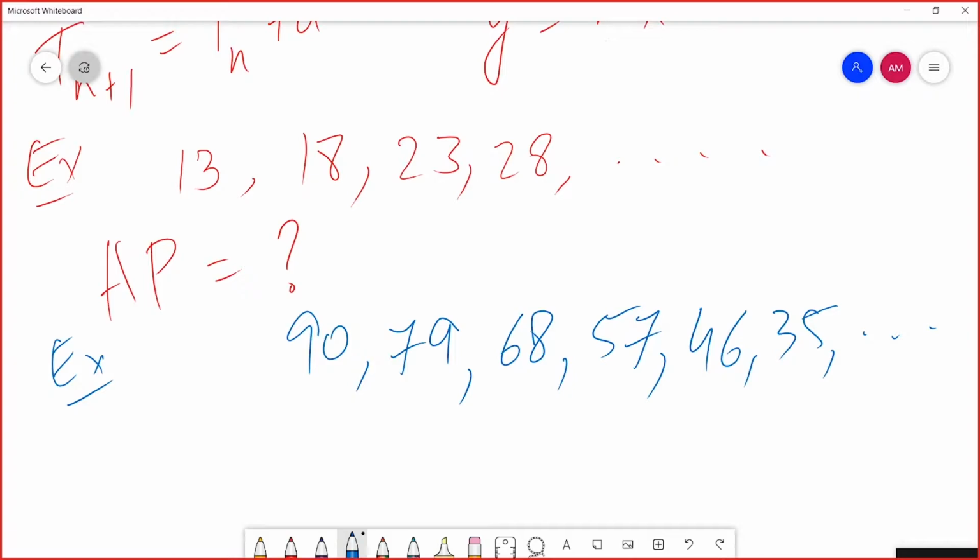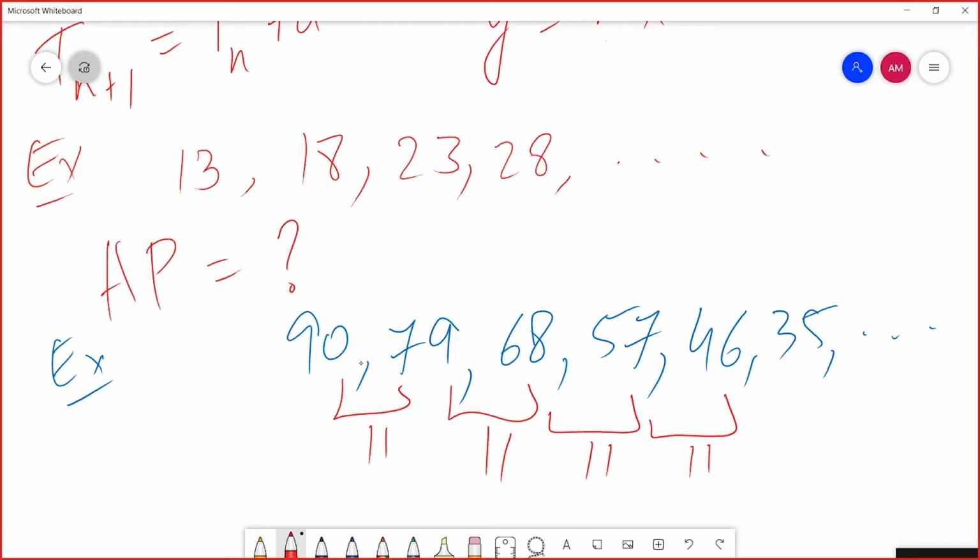Yep. It's decreasing by 11. So you would see, for example, here the difference is 90 minus 79 is actually 11, 79 minus 68 is 11. So for an arithmetic progression, the first difference should be constant. Do you understand that? Yep. Okay, good.